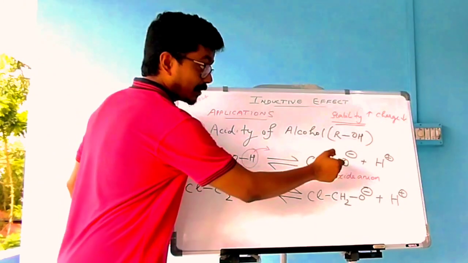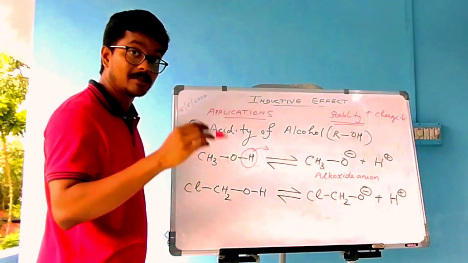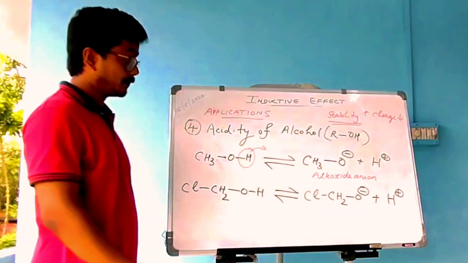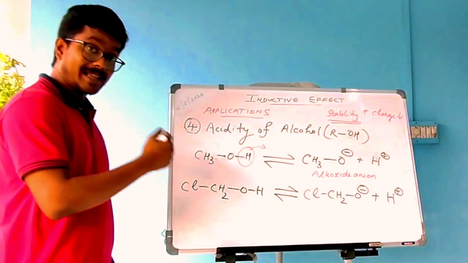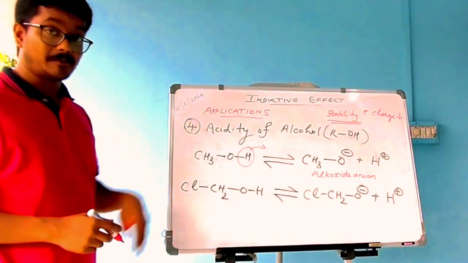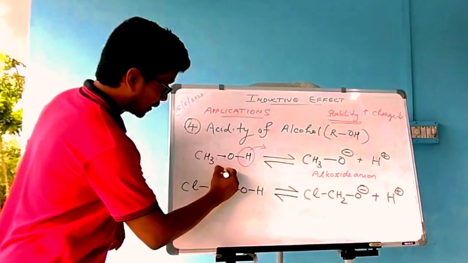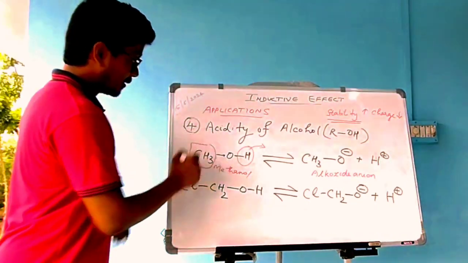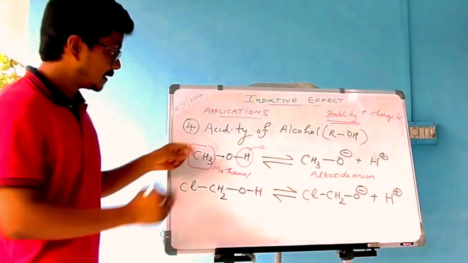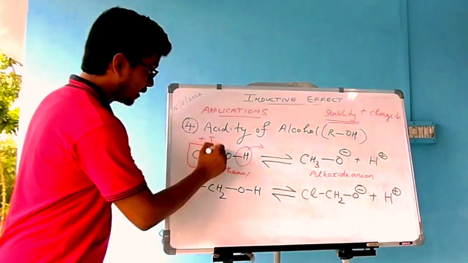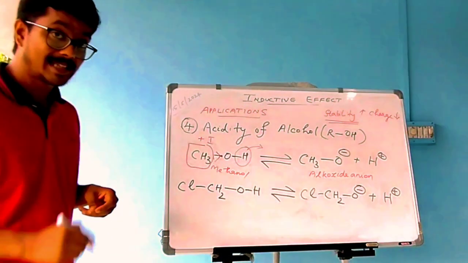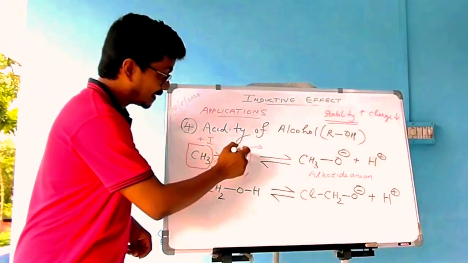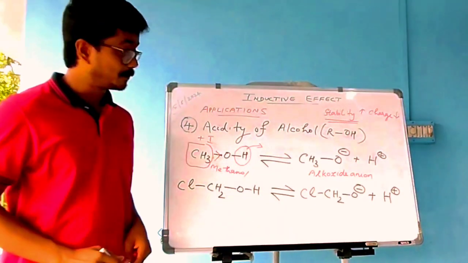This is the alkoxide anion. This is the stability of the alkoxide anion. Stability increases with a decrease in the charge carried by the alkoxide anion. Let's consider the example. We are going to apply plus I effect. This is methanol, and the alkyl group has a plus I effect, which releases electrons to the OH group, which decreases the capacity to release H plus ion.